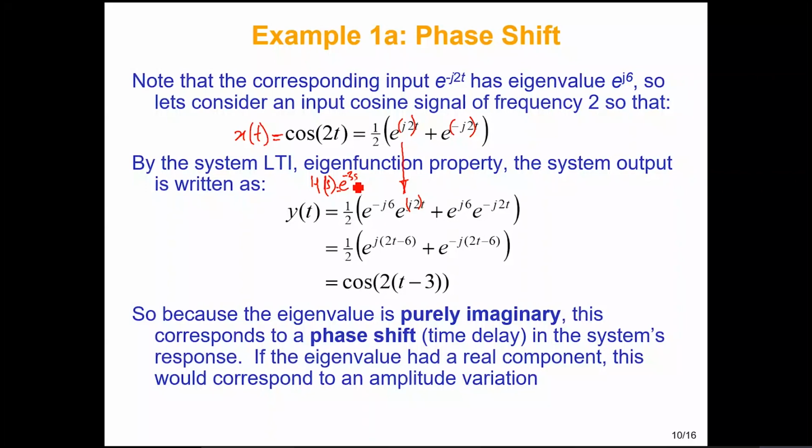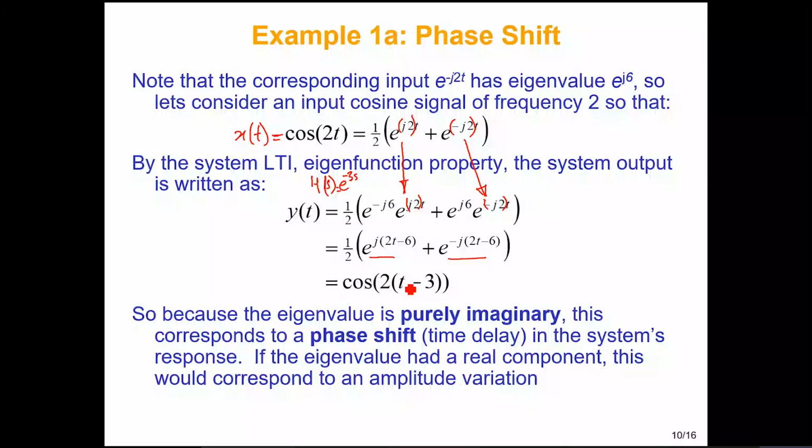The output for this one is the same, e raised to the power of st into h of s, where s is minus j2, and you get this value right here. So this way we can directly find the answer. And then we can combine the exponentials, and once we have two complex exponentials which are conjugates of each other, this is a cosine, and we can write it as a cosine.